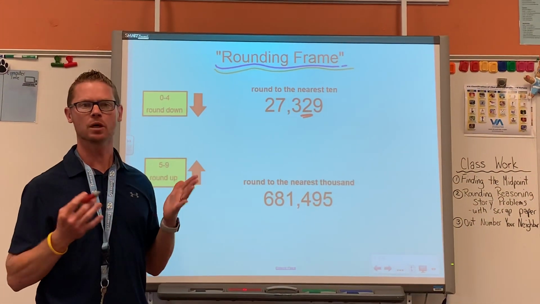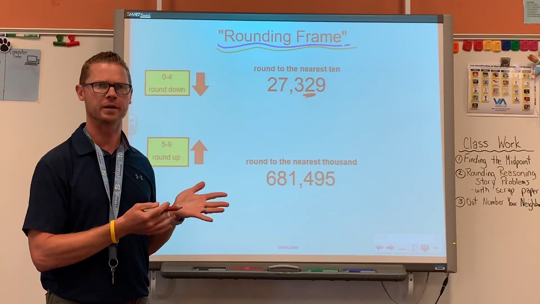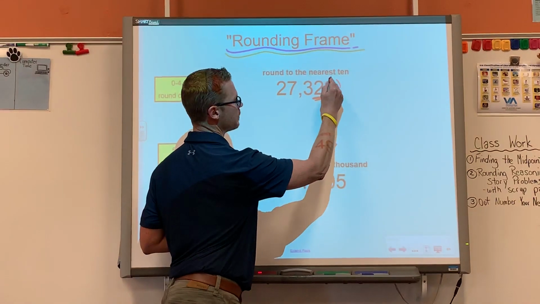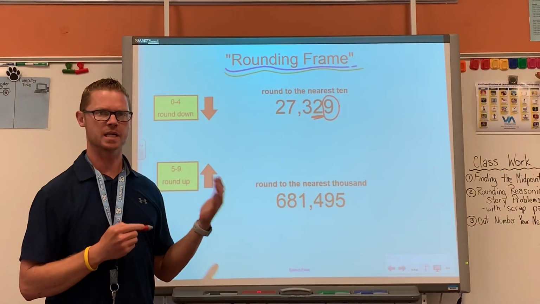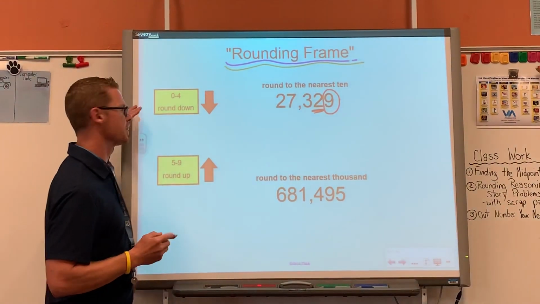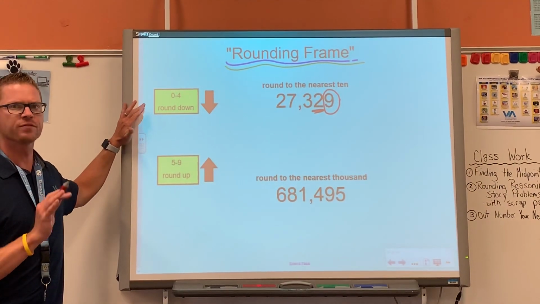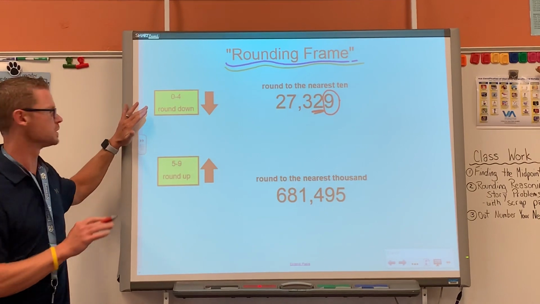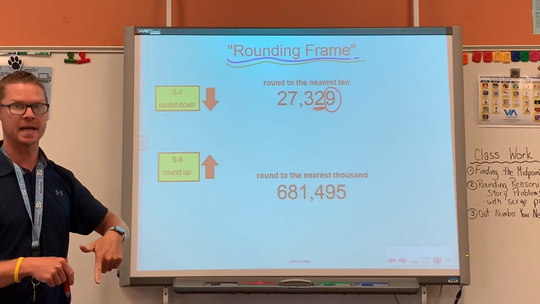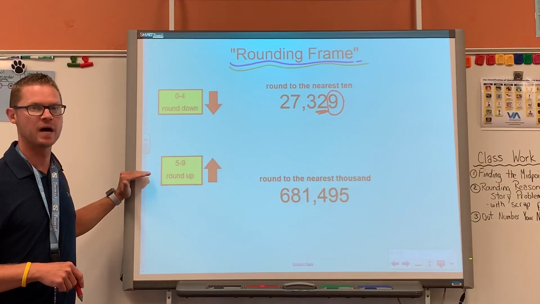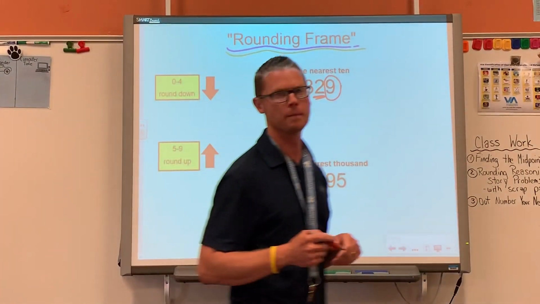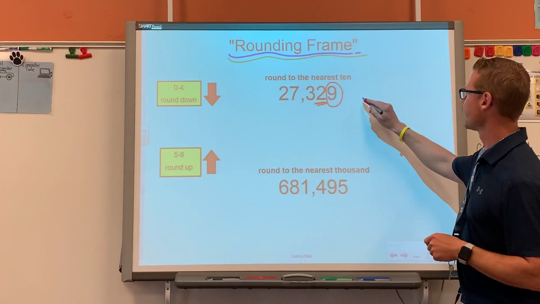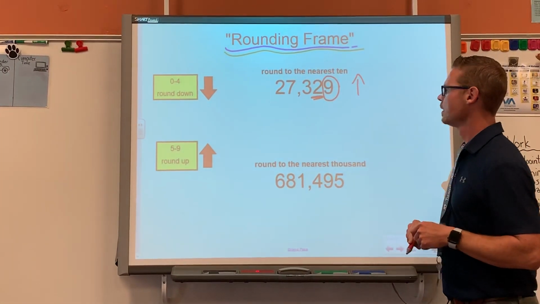Then we want to just simply look to the right of the place value we're rounding. And in this example, the digit to the right of the tens place is a 9. Now we want to think about the rounding rule. If my digit to the right of the place value is a 0 through 4, we're rounding down. If the digit is a 5 through 9, we're going to round up. So since my digit is a 9, we're going to round this number up.